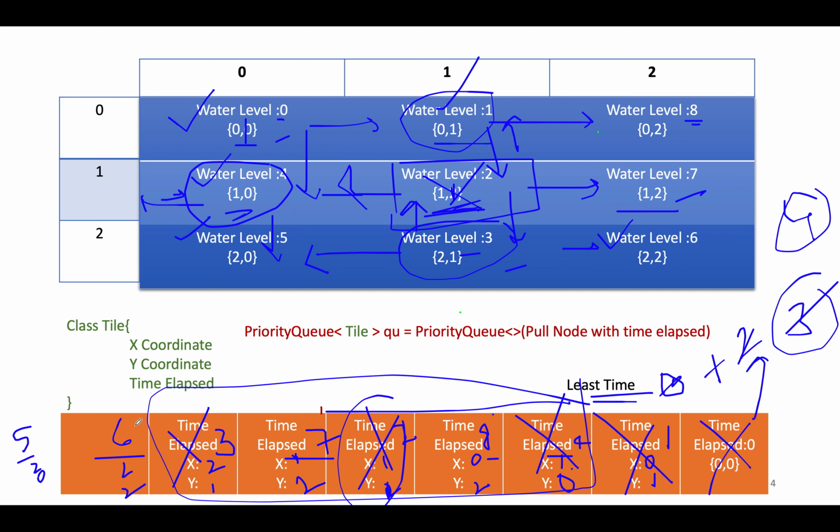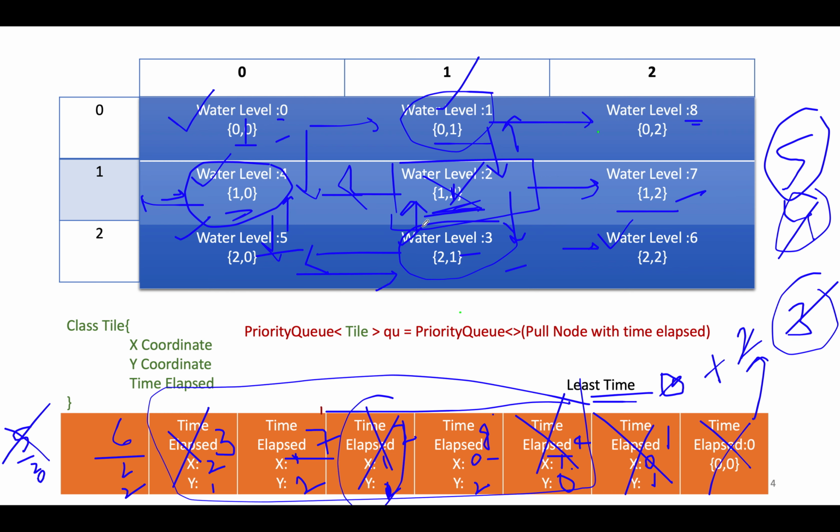Now we have 5, 6, 7 and 8 in the priority queue. Which one will be pulled out? The 5th one. So this is pulled out, and the time elapsed gets increased by 5. The least time gets increased by 5. From 5, where all can you go? Right, up only.